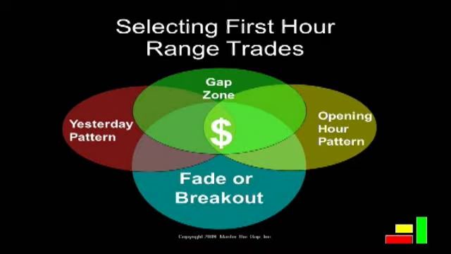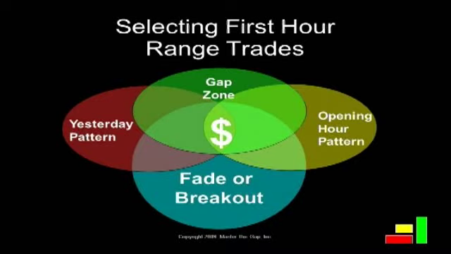So as you can see on this slide here, I like to look at my range trades, my first hour range trades, which is simply either fading the high or low, or going long or short at the high of the first hour of the day or the low of the first hour of the day. And the way I identify historically robust setups is I use three filters.